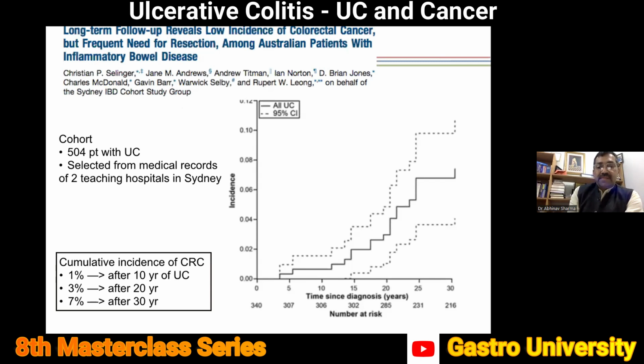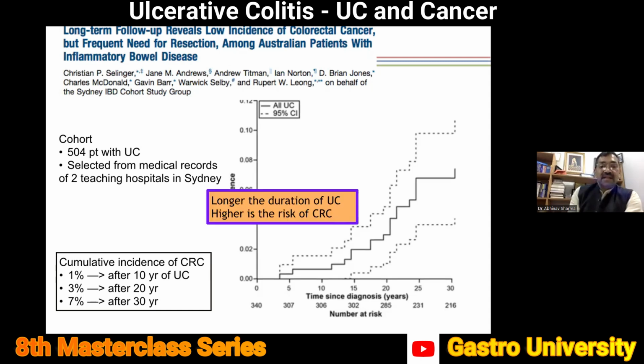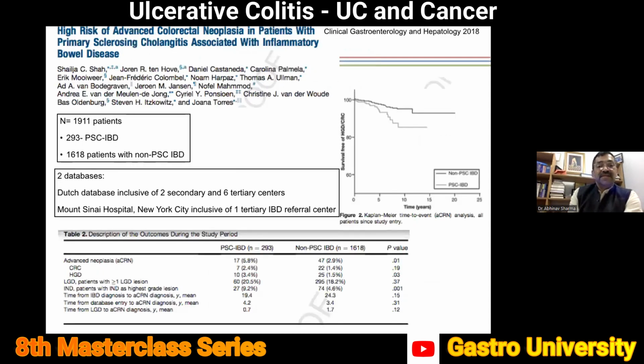Now, this study again looked at cumulative incidence of CRC with duration of disease, and you can see the plot there on the right side that as time from the diagnosis increases, the frequency again goes up. The figures are different here because we are dealing with an Australian population, but again, this study showed that the longer the duration of disease, the higher the risk of colorectal cancer. So colorectal cancer risk is dependent upon duration of the disease, very well illustrated here in a different population cohort.